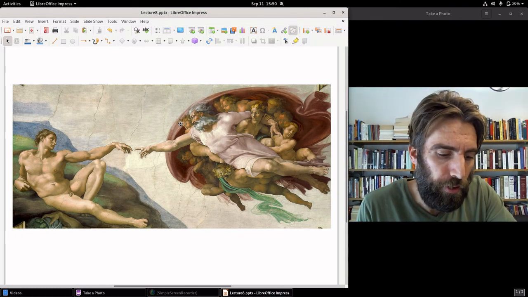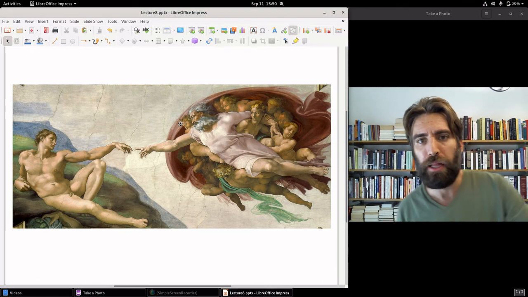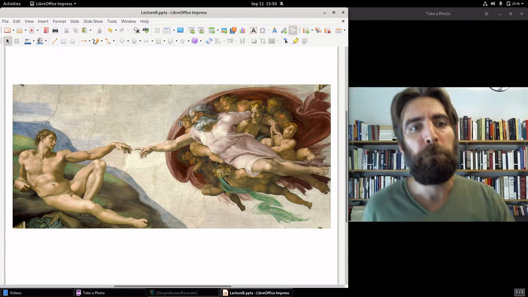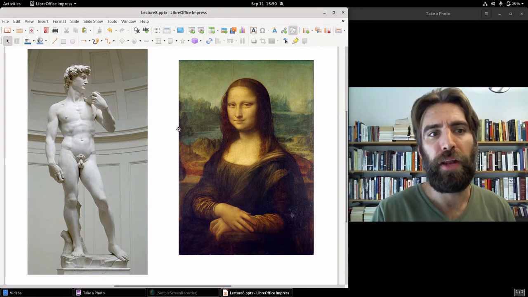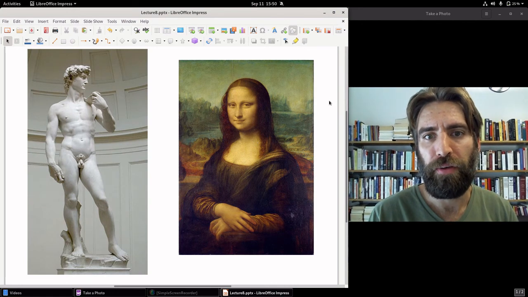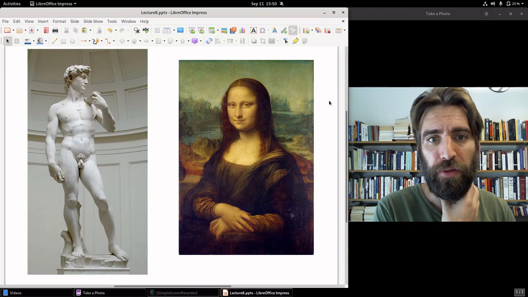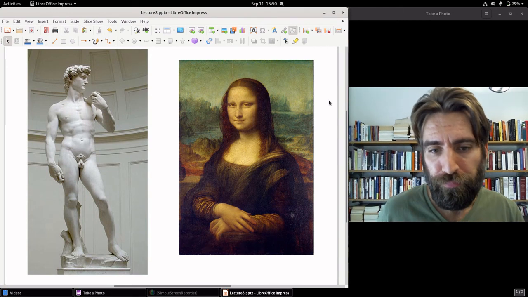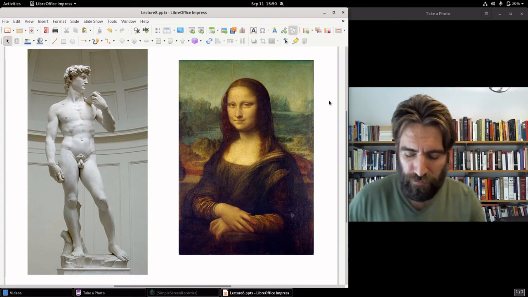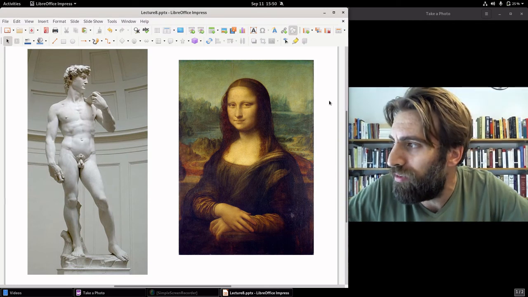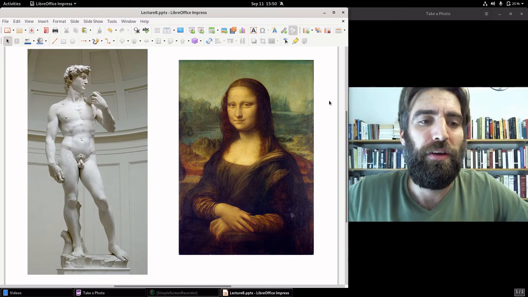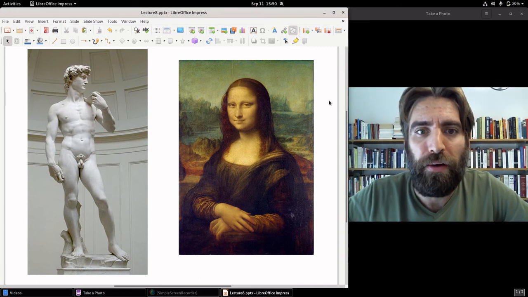Of course, this is Michelangelo's Creation of Adam. Very, very famous, obviously. Michelangelo's David, the Mona Lisa by Da Vinci, all products of the early 16th century. If you've never seen the Mona Lisa at the Louvre, I highly recommend it. I didn't really expect much. It's almost cliche, how famous it is.